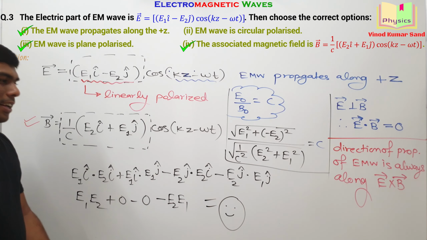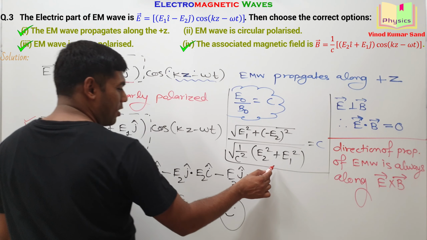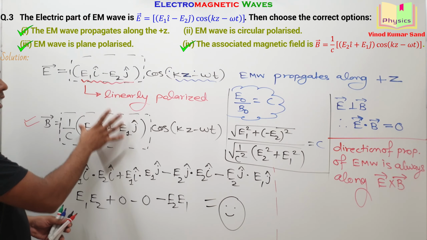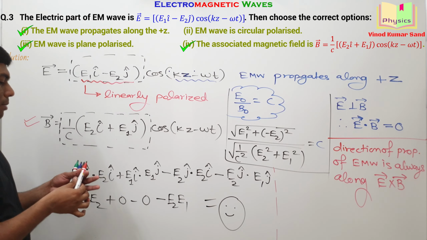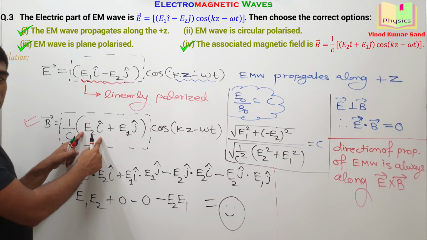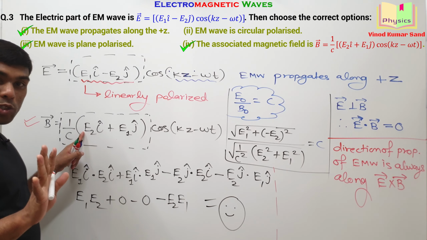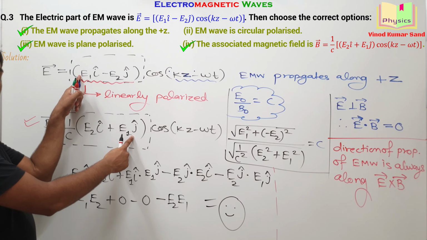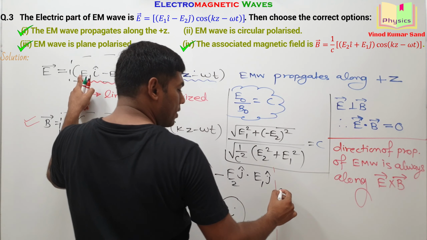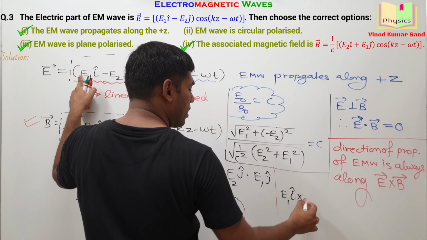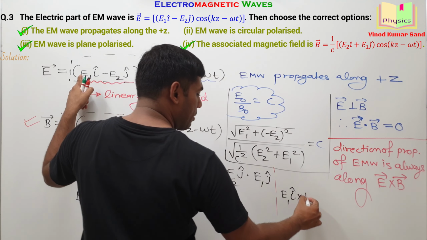Okay, can we check the direction of E vector cross B vector. Just for the sake of simplicity, I'll again be doing the cross product between these terms. Pay attention here. E1 i cap cross E2 i cap, that will become 0, so I'm not writing that. E1 i cap cross E1 j cap, that part will remain. So I'm writing E1 i cap cross E1 j cap.